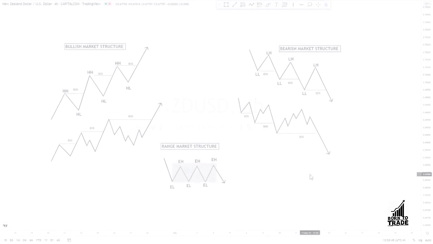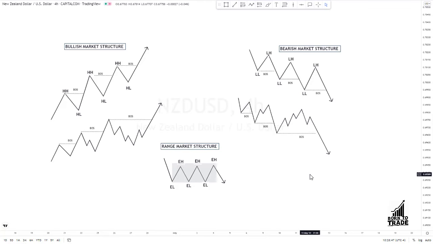Market structure is the behavior, condition, or current flow of the market. Basically, market structure tells you if the market is trending or not. It tells you the condition of the market. So, what are the benefits of understanding market structure? What are you going to benefit after the end of today's lecture?